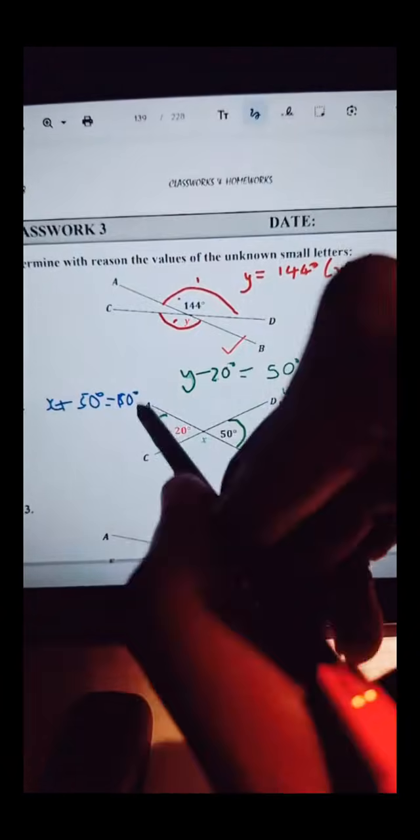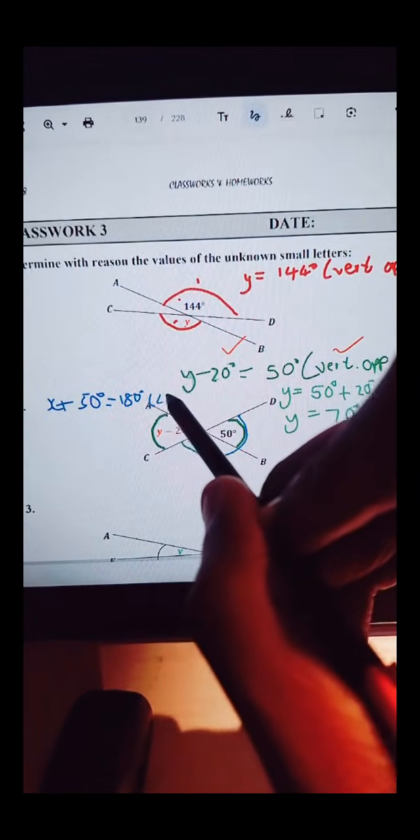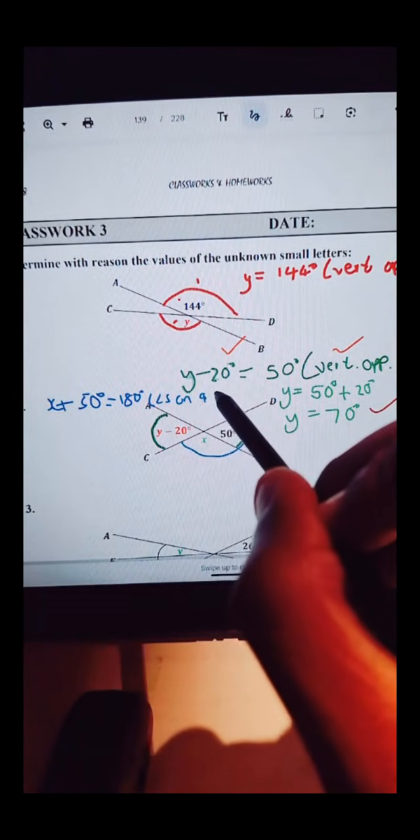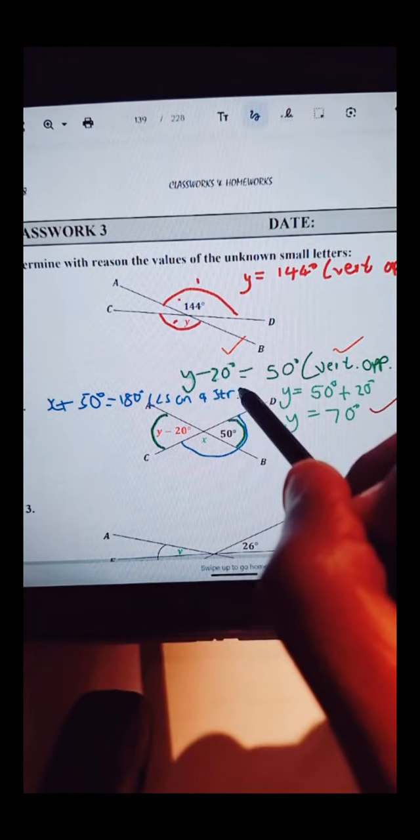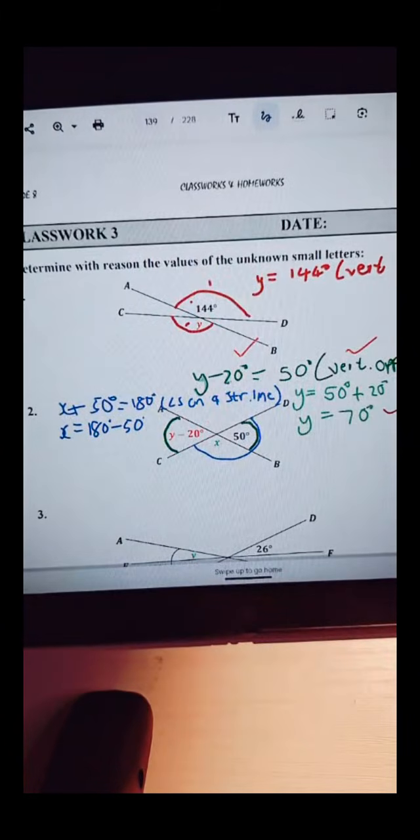X plus 50 is equal to 180. Why are we saying x plus 50 is equal to 180? Okay, this relationship: angles that lie on a straight line, angles on a straight line. No problem, at least you saw your mistake. We make mistakes, we learn, we grow. That's what's important. Take the 50 over, positive 50, we transpose it.